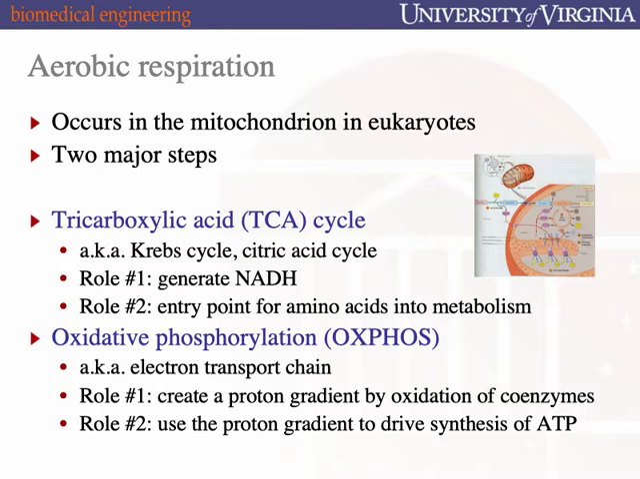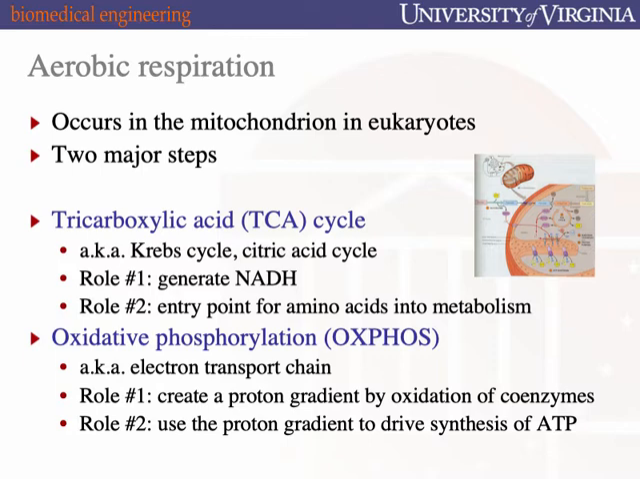And aerobic respiration overall can be broken down into 2 main components. The first has a number of names. We'll call it the tricarboxylic acid cycle, or TCA cycle. Some people also think that TCA stands for the citric acid cycle. Maybe it does. That's another name for this metabolic pathway. It also can be called the Krebs cycle, named after Sir Hans Krebs, who helped to discover this metabolic pathway.